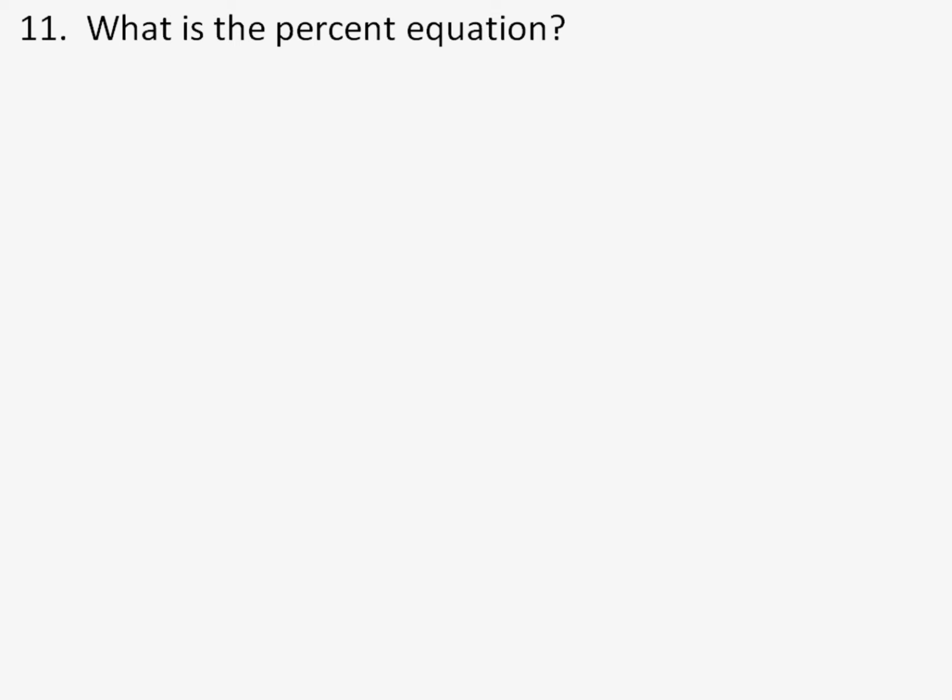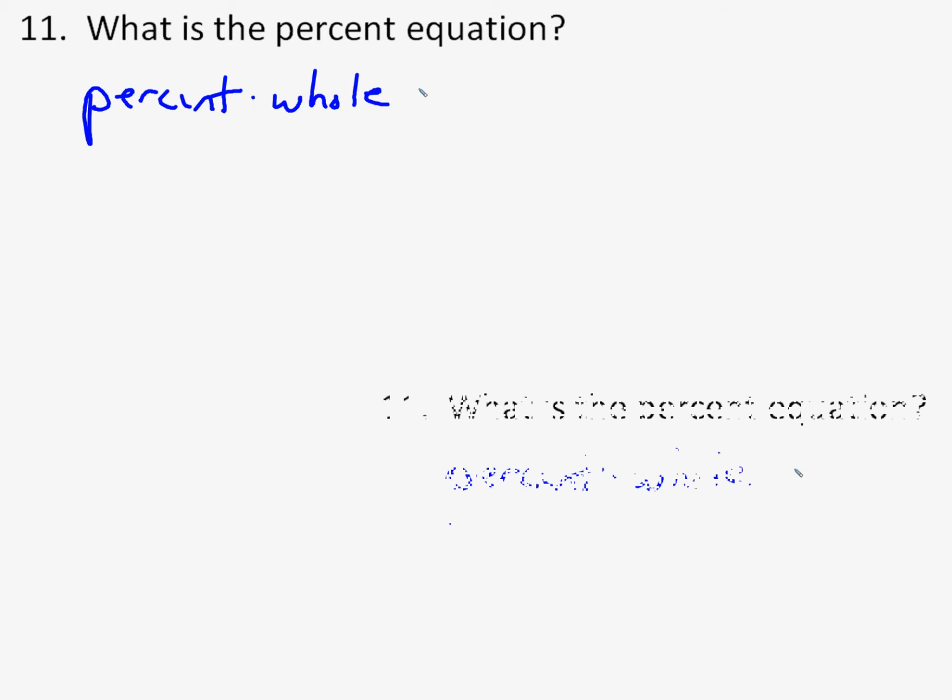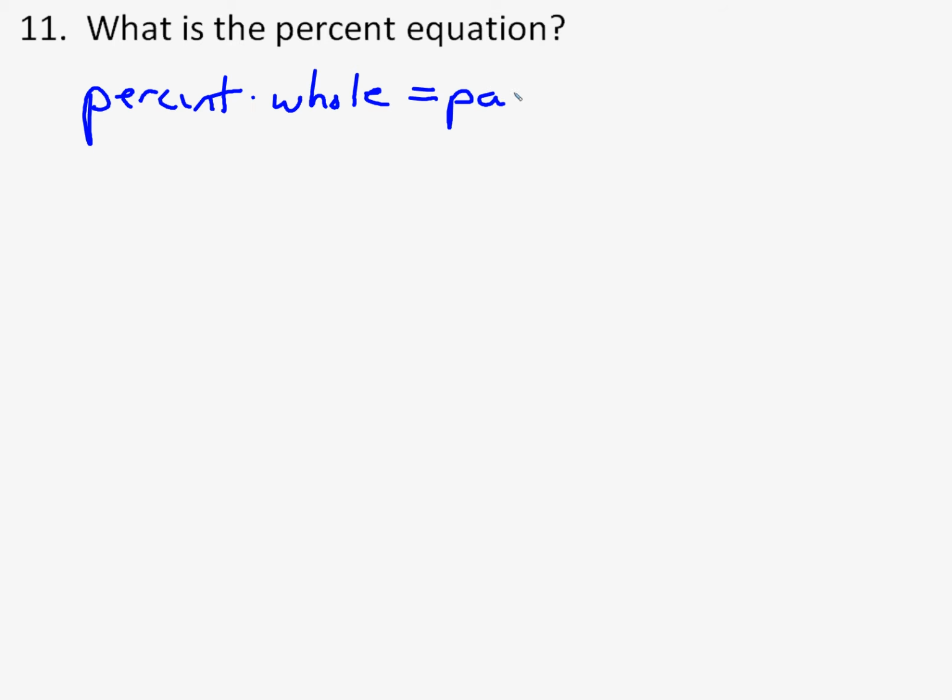These next several parts have to do with percent, and so I wanted to review a couple things. The percent equation, in the next slide, the next question asks about the percent proportion. The percent equation simply is, and this is something you need to know, percent times the whole equals the part. And a lot of our word problems fall under this, where we can find the percent, the whole, and the part. We can figure out which is which and then find the one we're missing. And so percent times whole equals part.